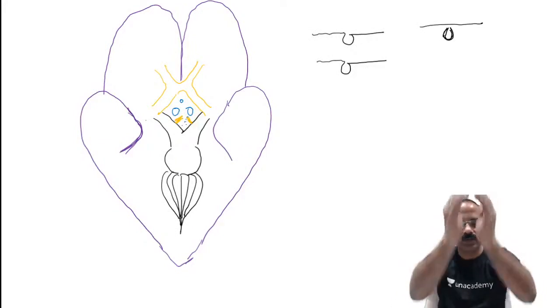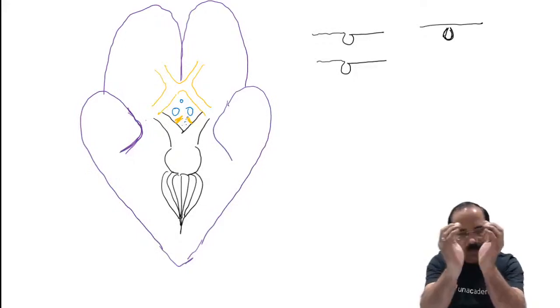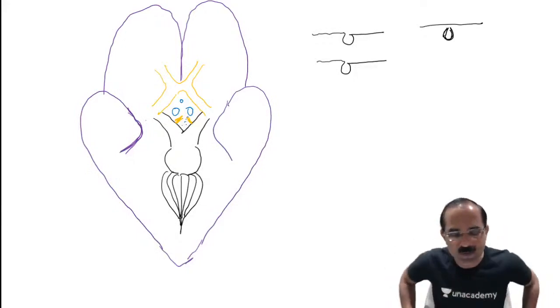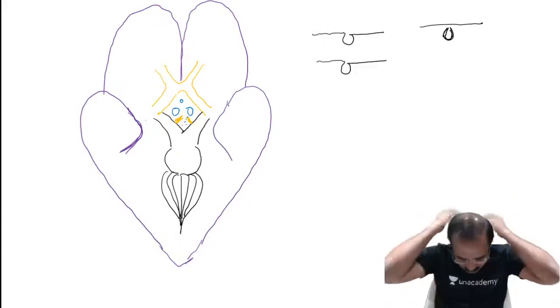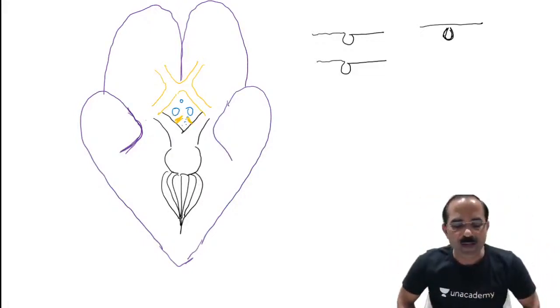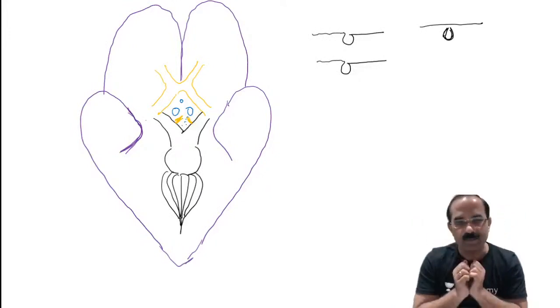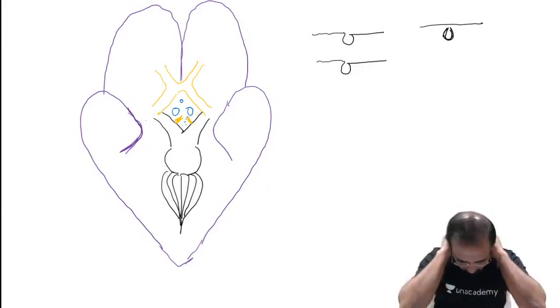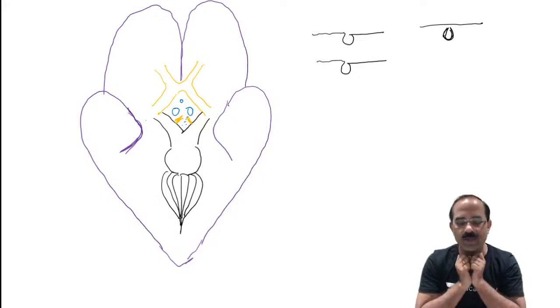When this neural tube is getting separated, it is not closed on the dorsal aspect. Look, I have not drawn it closed. It is open from the head to the tail. It's an open neural tube from the head to the tail. Now, where does the closure begin? The closure begins in the neck, in the cervical region.